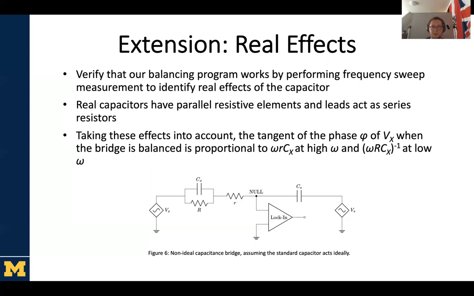We expect to see at low frequency, low omega, a sharp drop off proportional to 1 over omega, and at high omega, it should be linear in omega. So we should see a quick drop off initially, and then a steady rise in a linear fashion for higher frequencies.